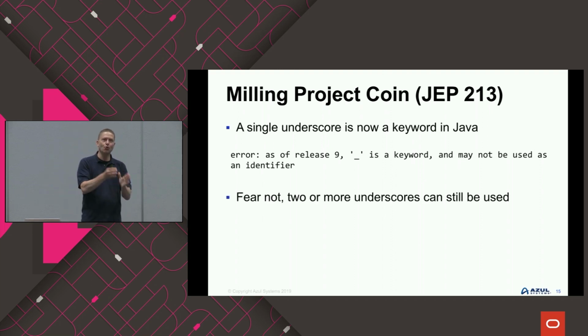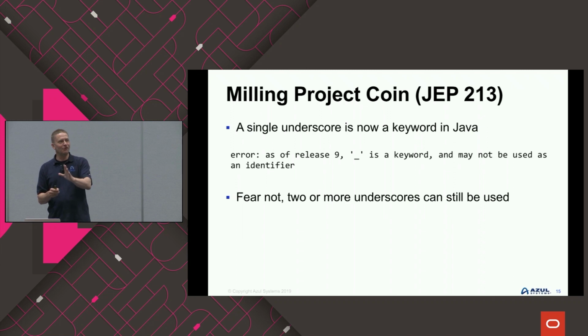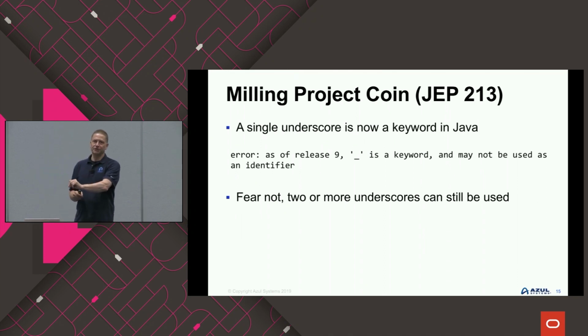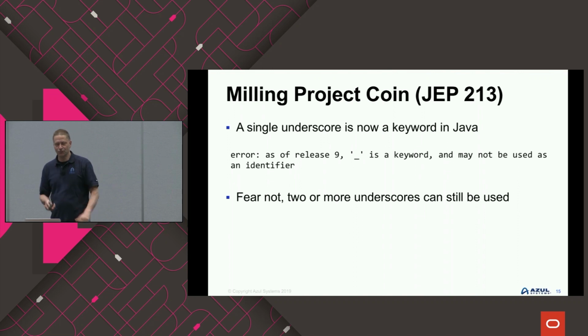You can still use 2 or more underscores as a variable name. Now, the reason that they did this is actually for future work, because they want to be able to use a single underscore as the parameter in a Lambda expression where you don't use the parameter in the body of the Lambda expression. So it sort of hides the parameter from that. So that was the reason for doing that.